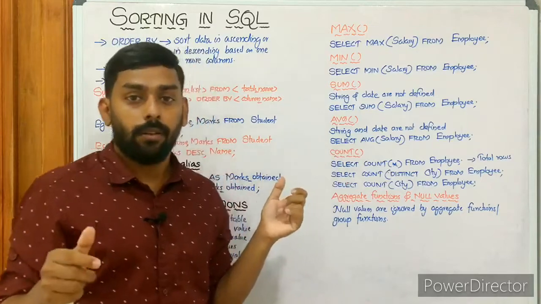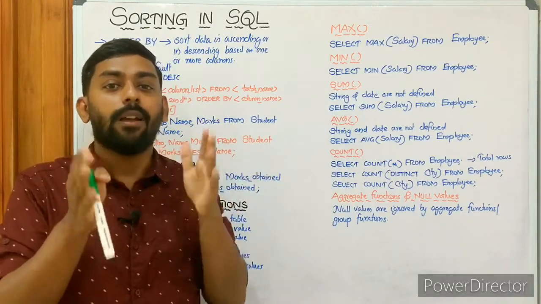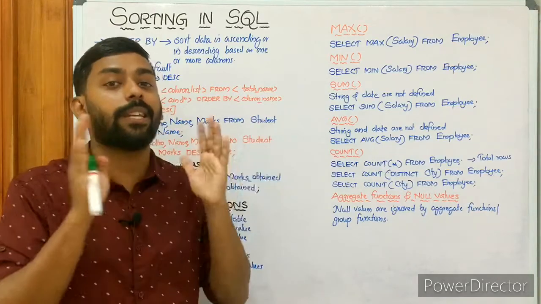Now we have count. Count is another useful function, and it has three formats: count star, count of column name, and count of distinct column name.